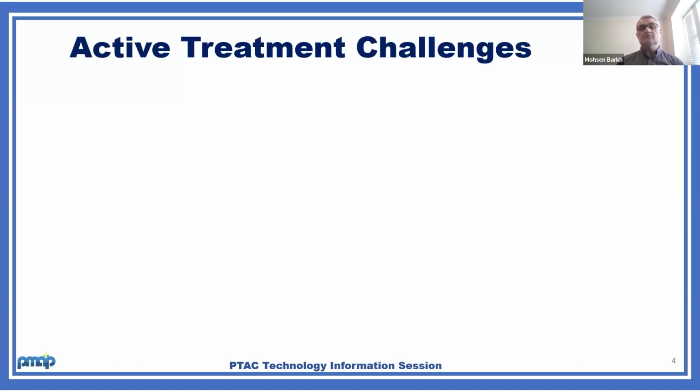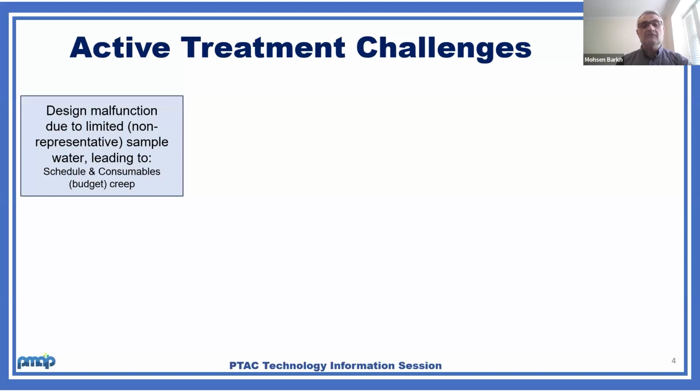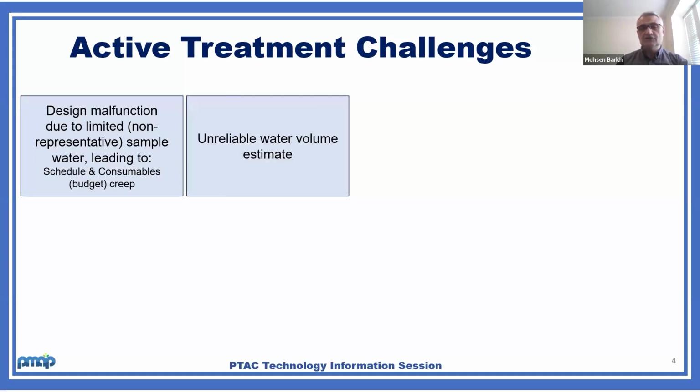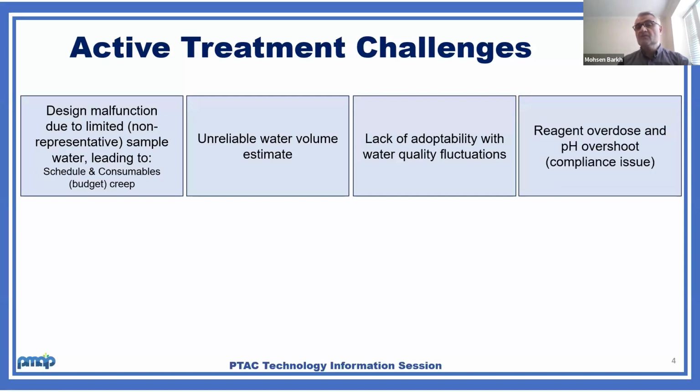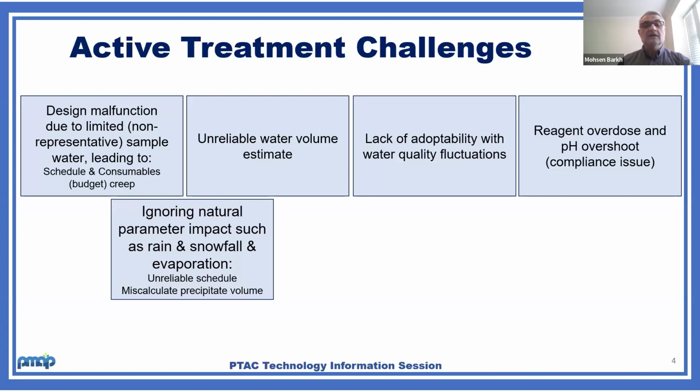Since active treatment is the most common one, I'll bring a few facts about its challenges. One is design malfunction due to non-representative samples, which causes schedule creep, consumable creep, and budget creep. The second is the unreliable water volume estimate, about how much water we have to treat. There is also a lack of adaptability of the system to water quality fluctuation, and reagent overdose and overshoot are very common problems in the active treatment process.